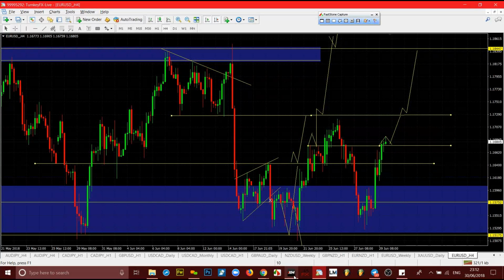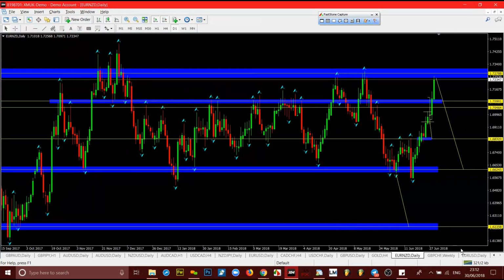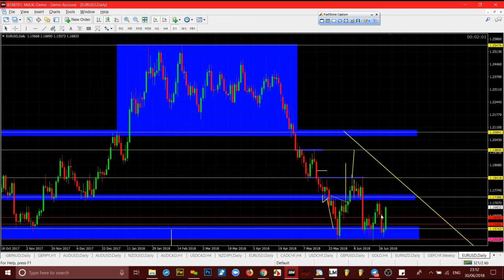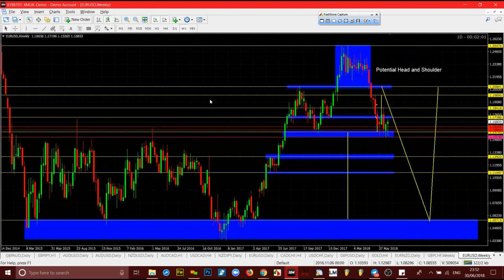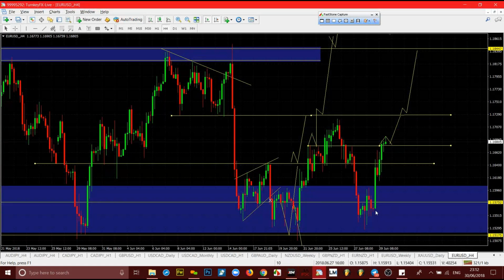Okay, let me see the other platform and see if I mapped out anything similar. Okay, I think it's the same thing, something similar. So that is going to go and then it's going to drop and then probably climb back up. So yep, potential head and shoulders, as you can see. Okay, that's all right. Let me go back to my chart.